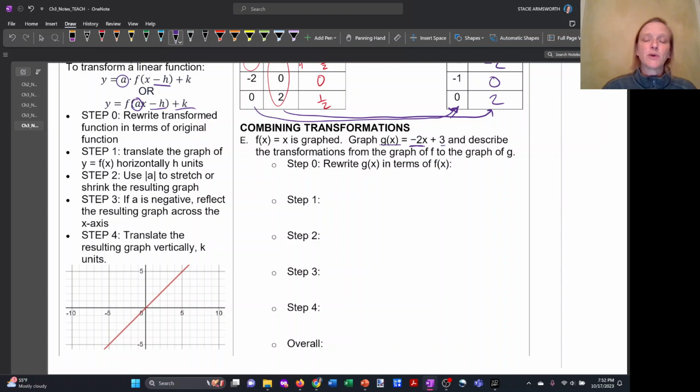There are a couple different ways to write this. This is why linear equations are so tricky. I'll just write this in red. I'm going to rewrite this as g of x equals, let's see, this right here is my f of x. F of x equals x. So if I just replace that x with f of x and write it that way, -2 times f of x plus 3.